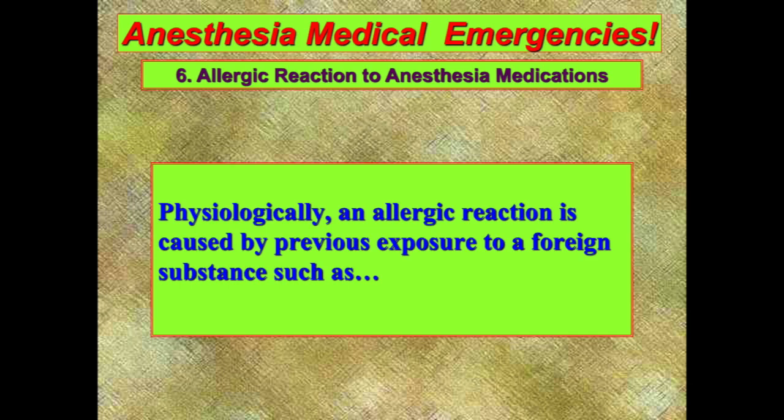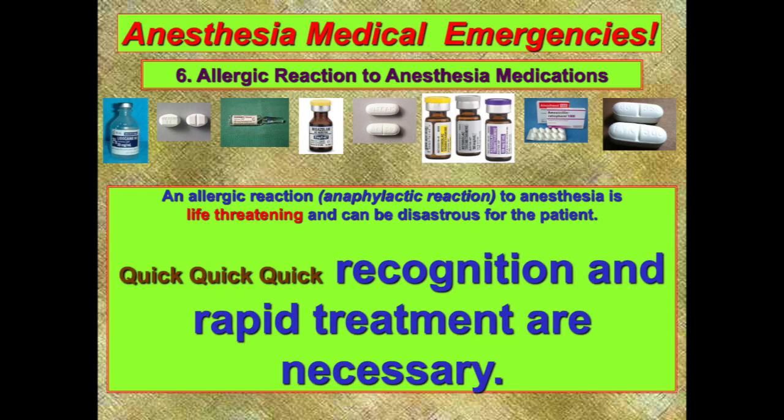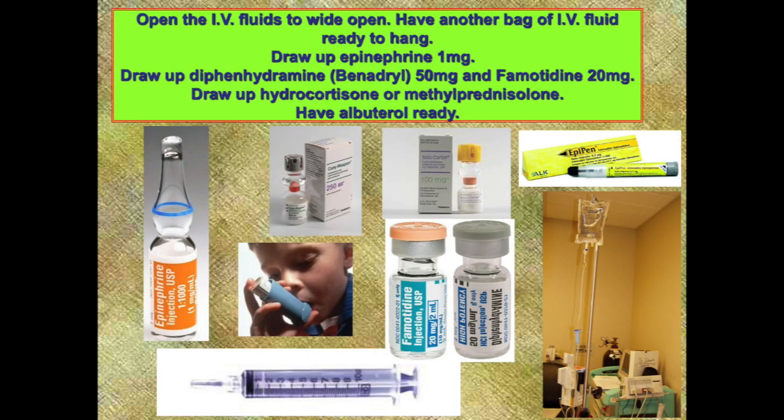Physiologically, what's happening is we have an antibody from the B lymphocytes that is responding to something that it has seen before. So the patient has seen this allergen, the thing that's causing the allergy, and we have to quickly get on the treatment for that, because there's just this outpouring of histamine and plunge of blood pressure and rapid airway problems. You're going to want to rapidly open the IV fluids, have other bags ready to hang, because the person's blood pressure is really going to drop from this histamine release from this allergic response.